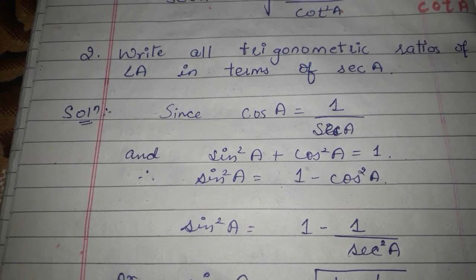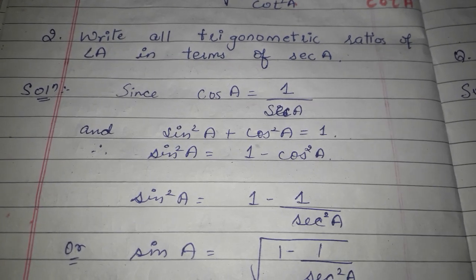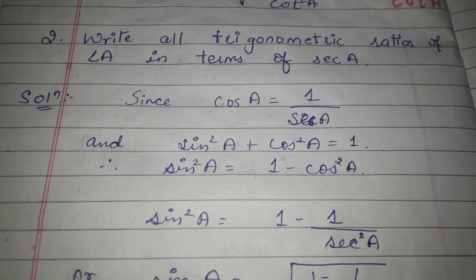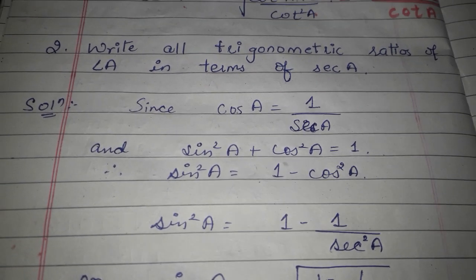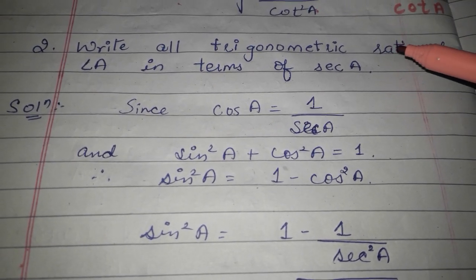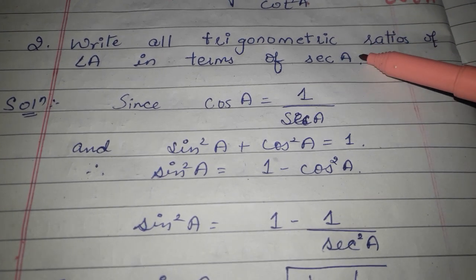This is the second part of the questions of exercise 8.4. In this part, we will discuss further questions of exercise 8.2. Now, the second question is: write all the trigonometric ratios of angle A in terms of secant A.